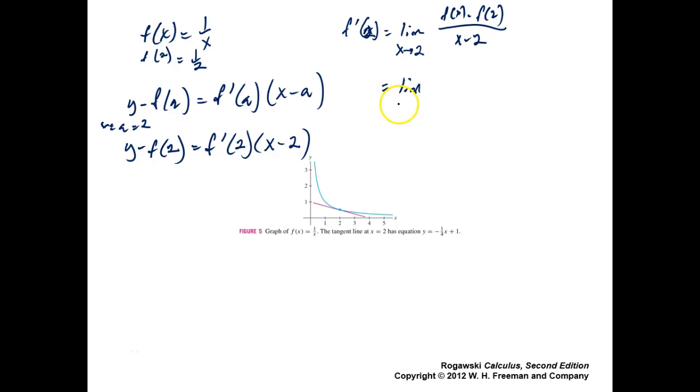That doesn't mean it's going to be easy. The limit as x approaches 2 of, and what's f of x? 1 over x minus, what was f of 2? 1 over 2. And what's the denominator? x minus 2. Okay? Need to calculate that limit, don't we? Remember the little trick we use for something like this? It worked, so we called it a method.